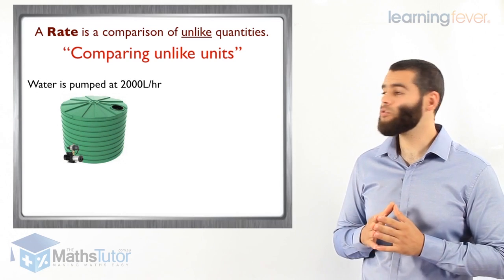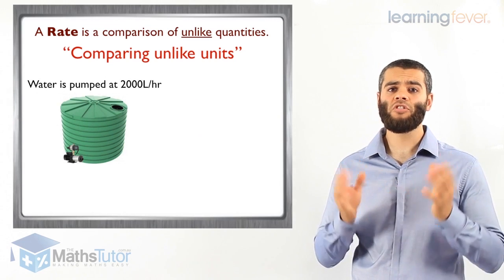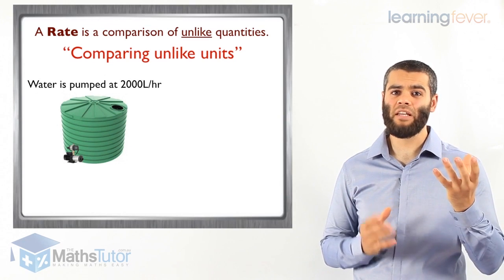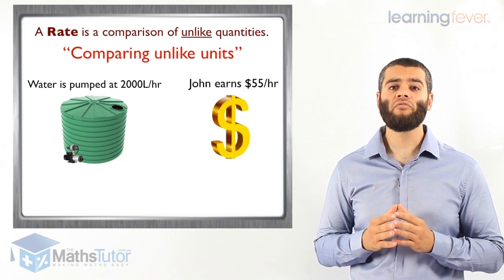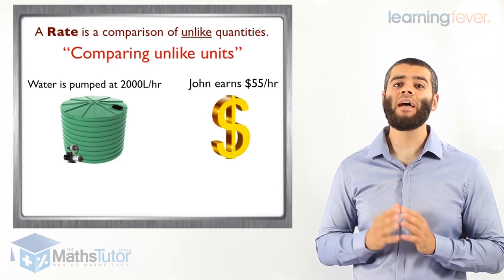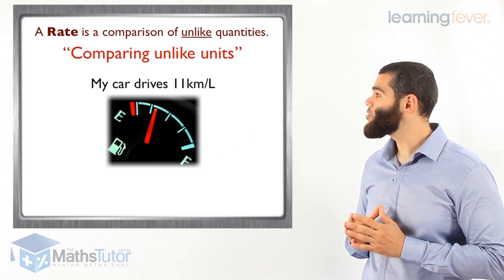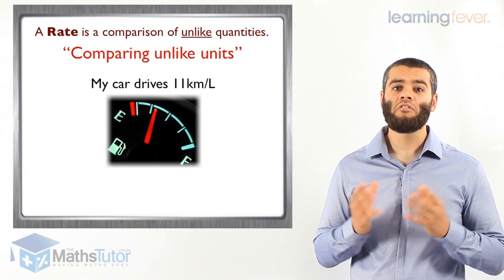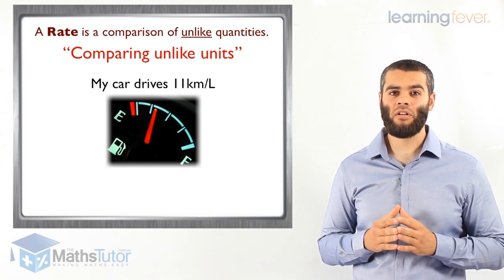Water is pumped at 2,000 liters an hour. So for example, we are pumping in a large tank 2,000 liters every hour. That is the rate, 2,000 liters every hour. Another example, John earns $55 an hour. So for every hour that he's working, he's going to be paid $55. Another example, my car drives 11 kilometers every liter of fuel. So for every liter of fuel that I have, my car can travel 11 kilometers.